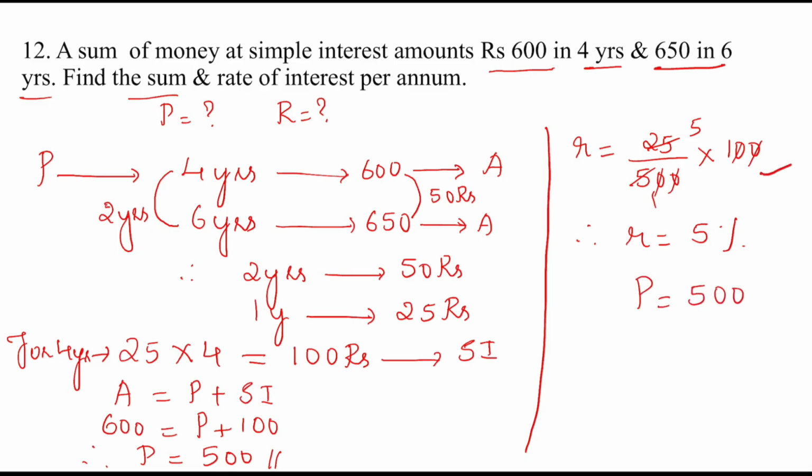So how did we get this rate of interest? See here, 25 rupees for how much principal are we getting? For 500. So to calculate in terms of percentage, 25 divided by 500 into 100. That will give us the rate percent, that is 5%. Okay, so next problem.